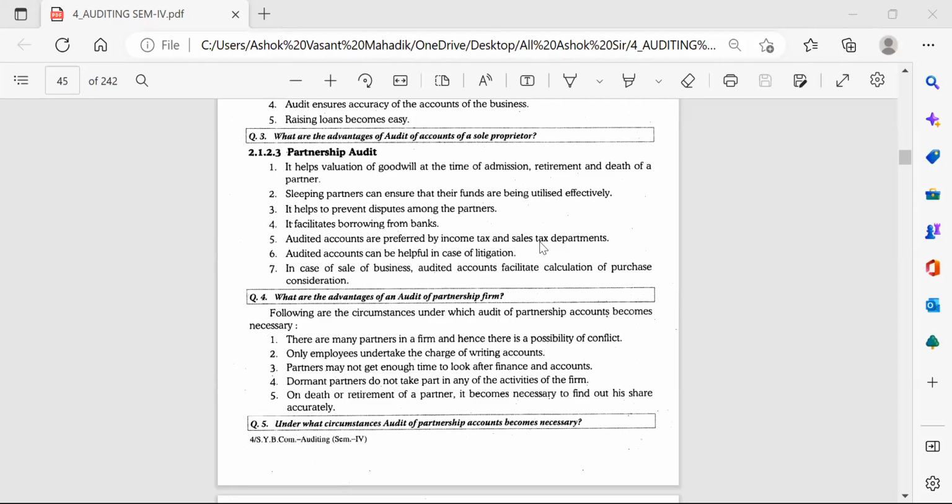Clear? Third, it helps to prevent disputes among the partners. Very easy point. It facilitates borrowings, as we had seen in sole proprietorship.